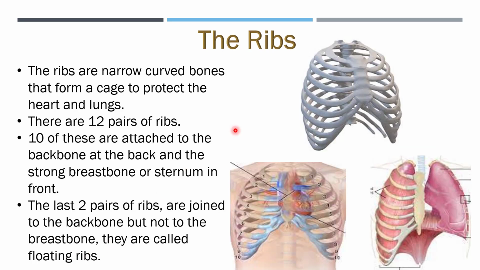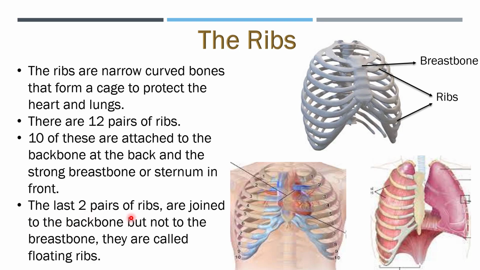Now let's talk about the ribs. The ribs are narrow curved bones that form a cage to protect the heart and lungs. This is the image of ribs, and in this image you can see how the lungs and heart are protected by the ribs. There are 12 pairs of ribs. Ten of these are attached to the backbone at the back and to the strong breastbone or the sternum in the front. Can you see this portion? This one is our breastbone.